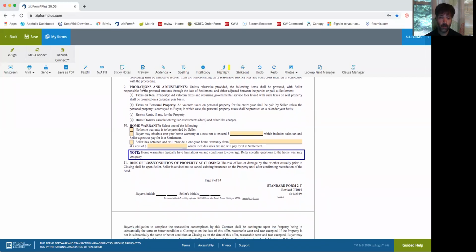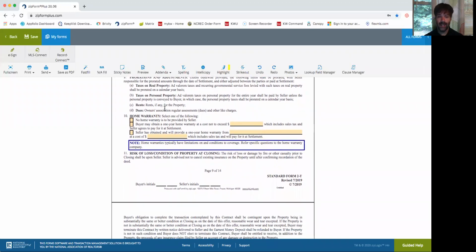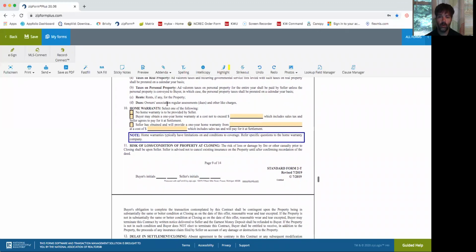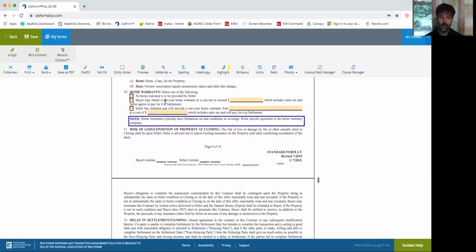Prorations and adjustments are defined here on how we prorate things like taxes, rents, HOA dues. Those will all be prorated and adjusted at the closing table. The attorney will handle this for you.